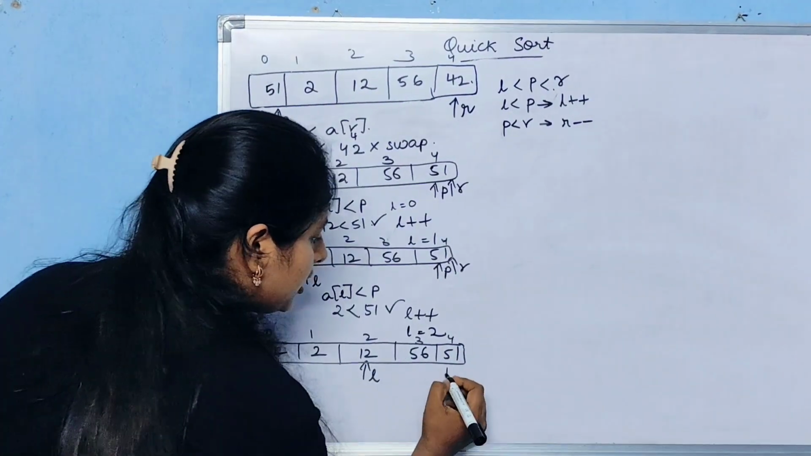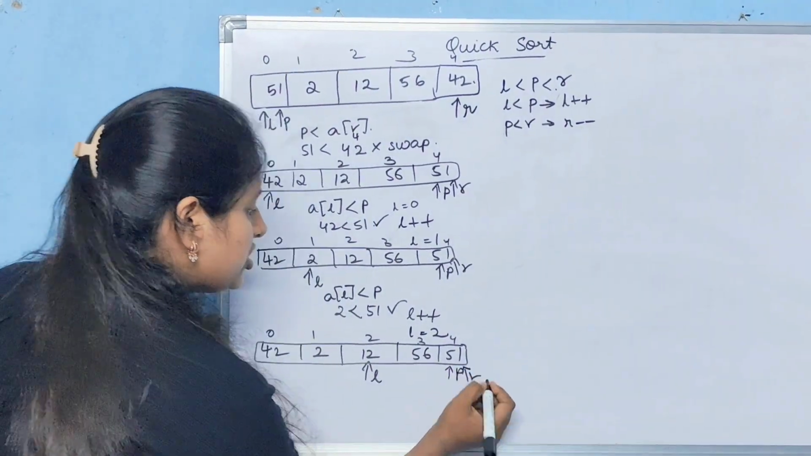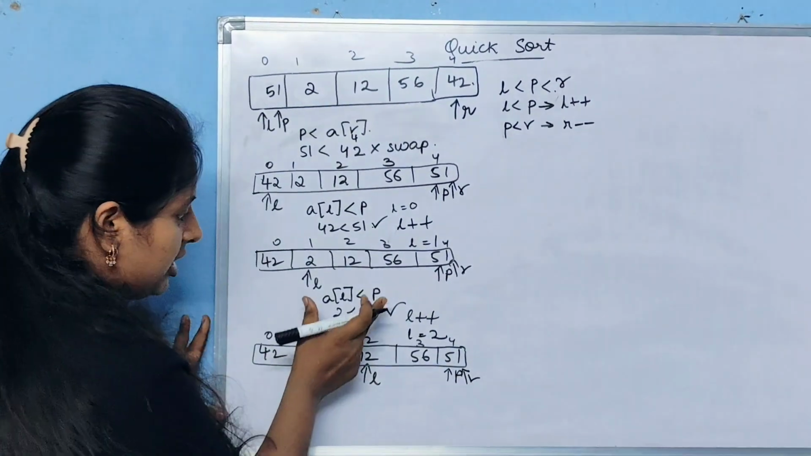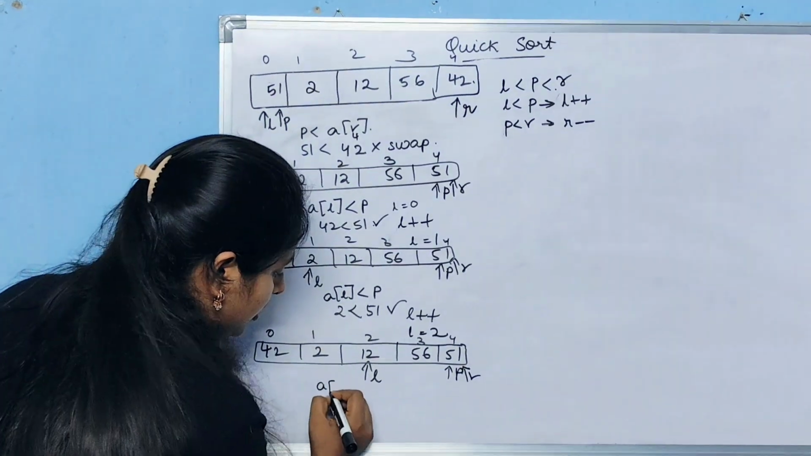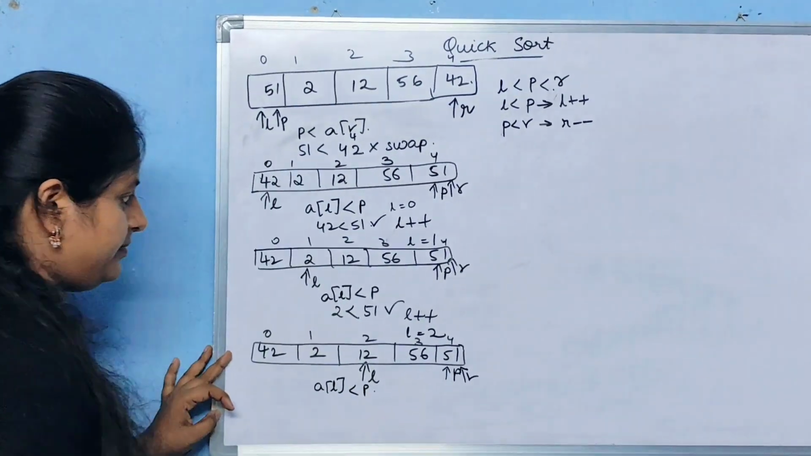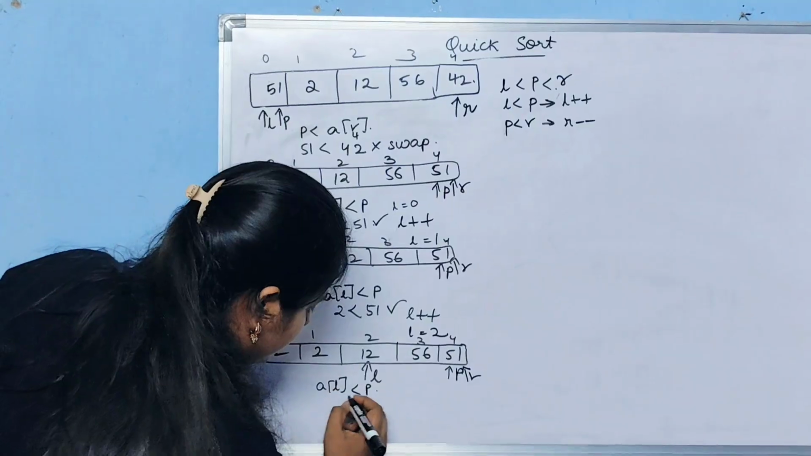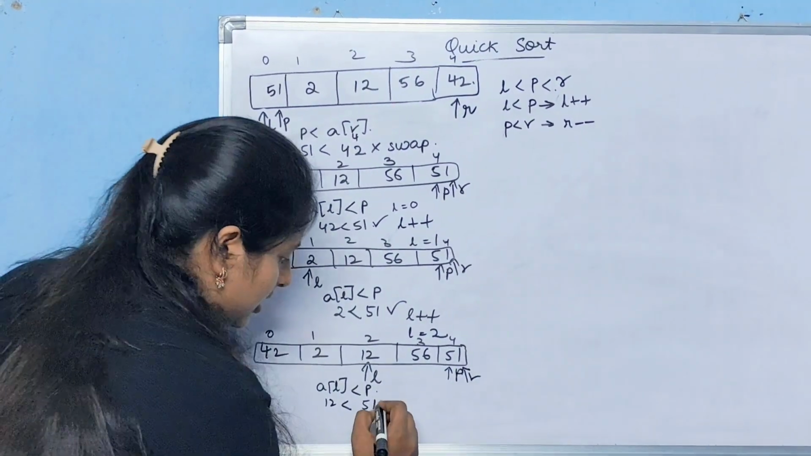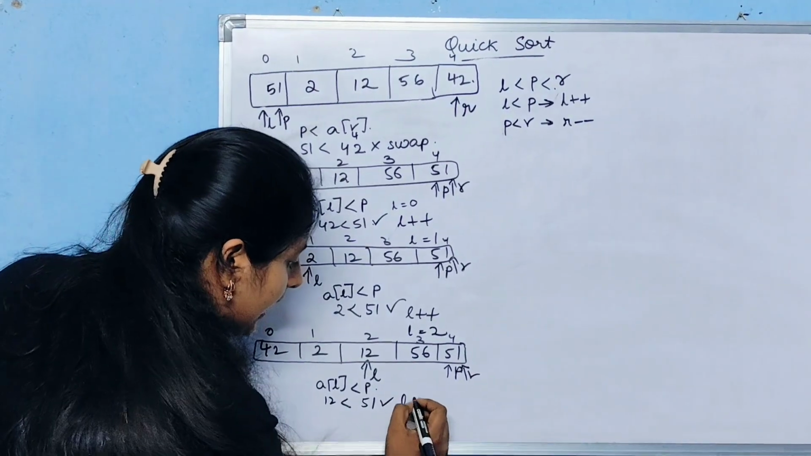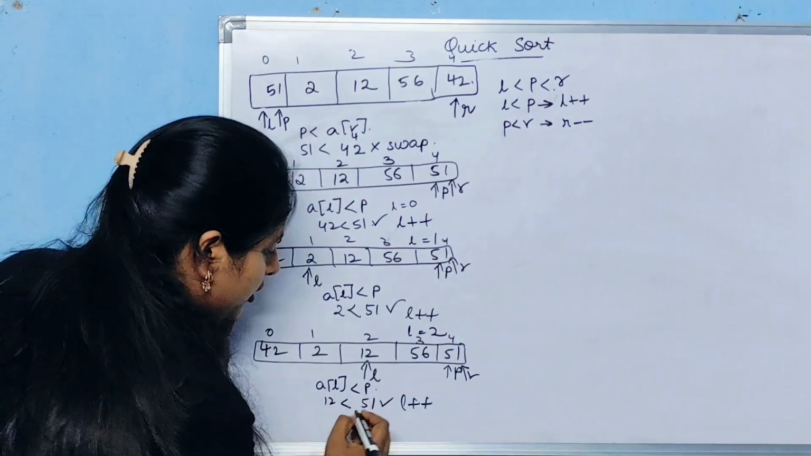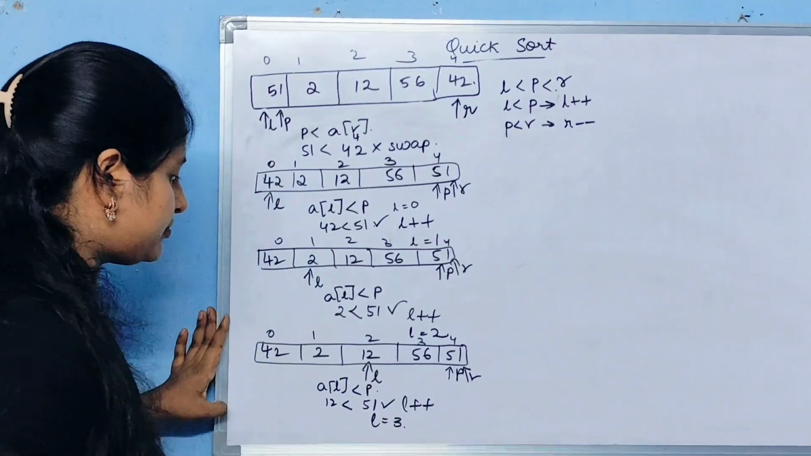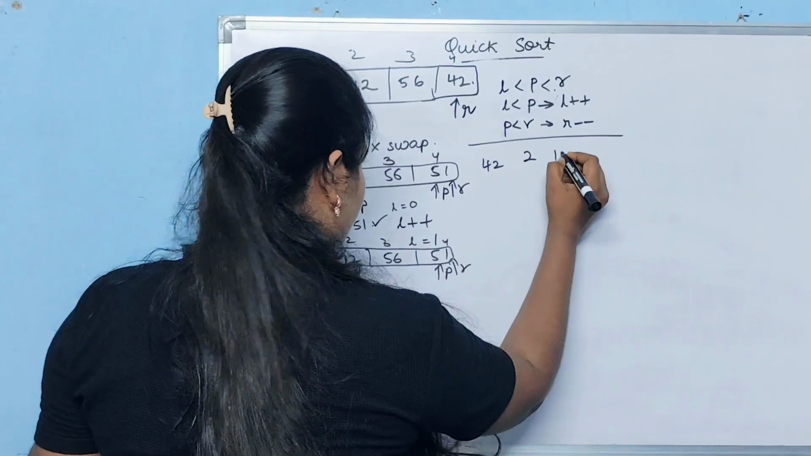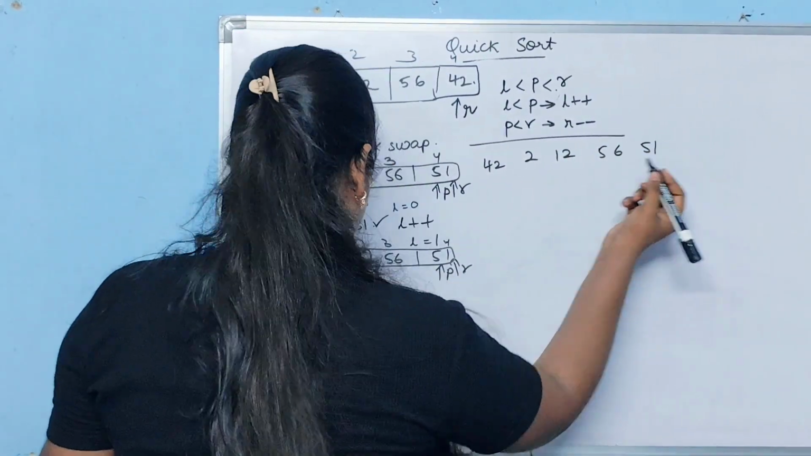Okay. So what is my pivot element? Pivot is here. Right is not changed. Okay. Now again, pivot and right are placed on the same element. So compare from opposite side. So A of left should be less than pivot. Okay. What is my pivot right now? So 51. What is A of left? So again, 12 is less than 51. Condition true. So what should I do? L increment. So what is my L? 2. It became 3. Okay. 42, 2, 12, 56, 51.